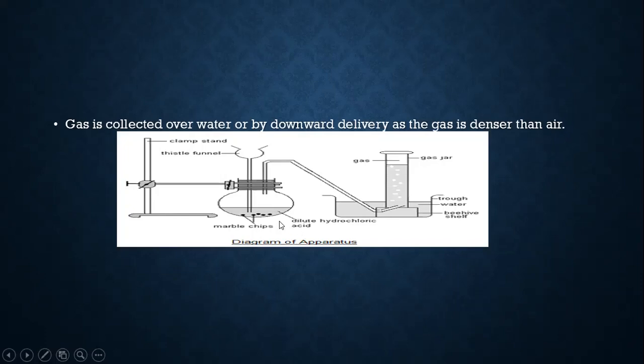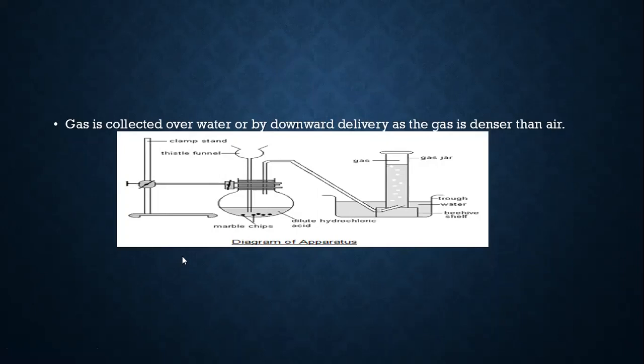What happens is that we are going to have a complete reaction, and then CO2, which is carbon dioxide, will pass through this delivery tube, penetrate into the water through the beehive tube, and then it's going to be collected over water. So the gas you see up here is called carbon dioxide. So that is the procedure used in the preparation of carbon dioxide.